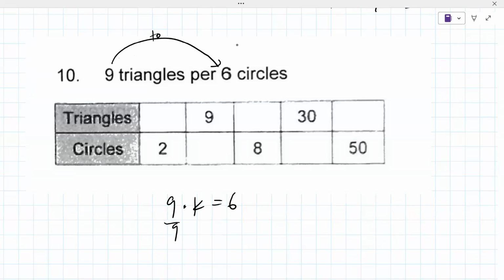You divide by 9 and 6 divided by 3, you find that it's 2/3. So you're going to take your top numbers and multiply by 2/3. Now you already have the first one, that's there. Now you got to take 30 and multiply it by 2/3. Okay. So 30 times 2 thirds.